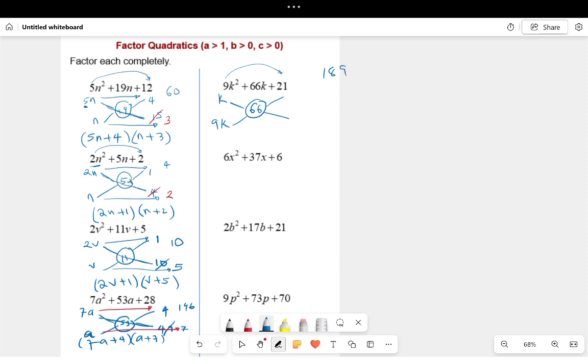Now, I need to figure out numbers. When I multiply, I'm going to get 189. But when I add, I'm going to get 66. So what are the numbers? So the numbers are 63 and 3. So I'm going to have 63 here and 3. Why did I have 63? I want it to be placed along the diagonal of 9 because I know 63 divided by 9 is going to give me 7.